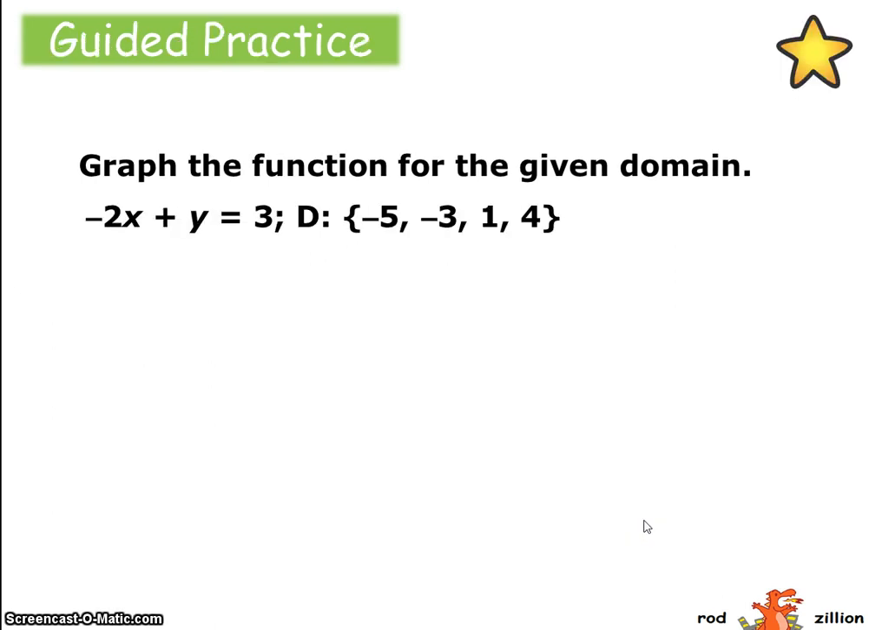Okay, so you guys try this one. You're going to graph the function for the given domain. Remember to refer to your steps. I give you the domain, so you want to solve for y to start off with. Okay, so pause the video now.